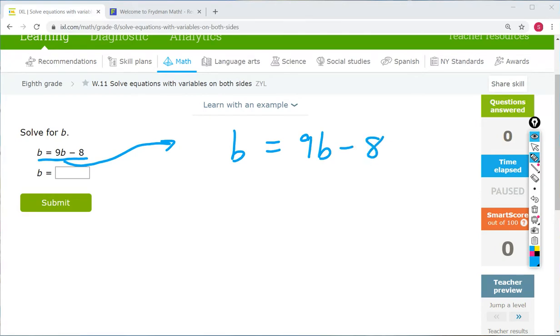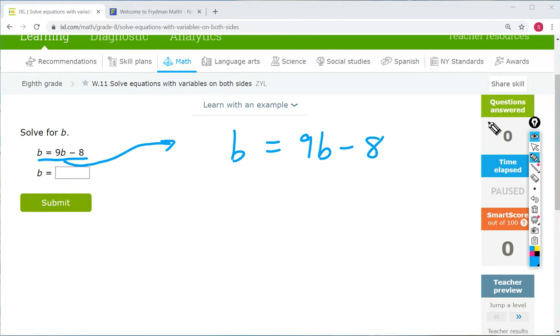Okay, so we want all of the b's to be on the same side of the equation. So we have a b on the left side, and we also have a b on the right side. So how can we get the b's to all be on the same side of the equation? Well, what we could do is take this 9b and actually subtract that from both sides.